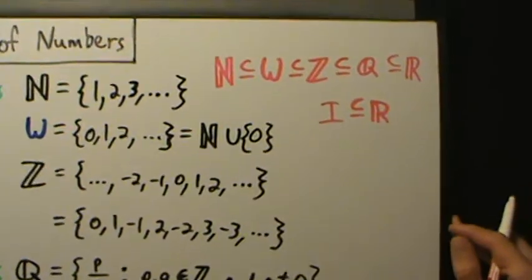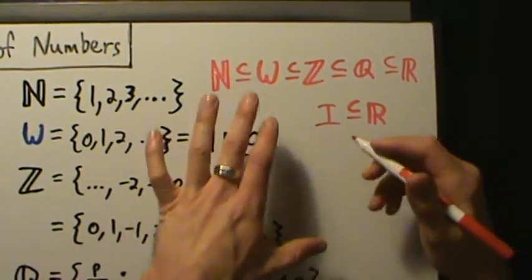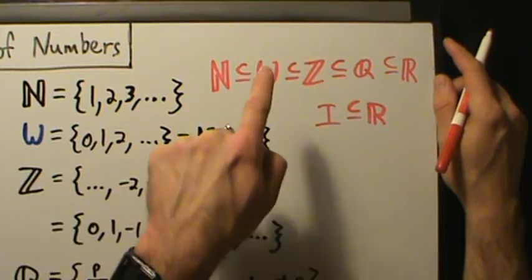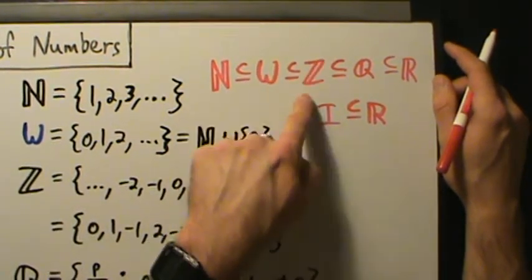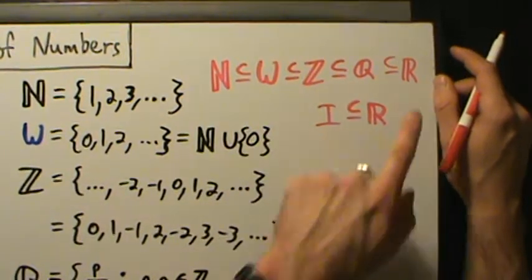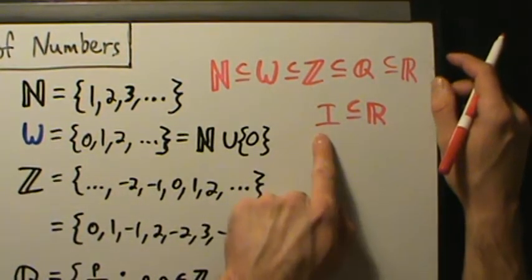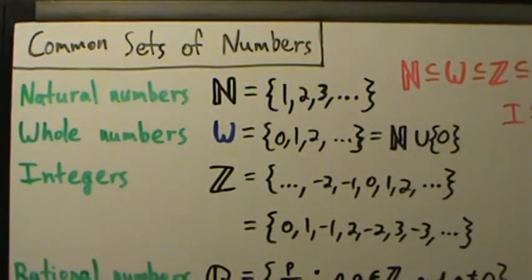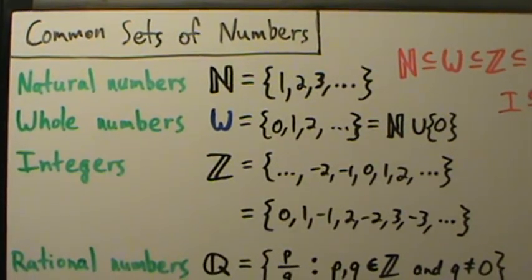To summarize everything, every natural number is a whole number. Every whole number is an integer. Every integer is a rational number. Every rational number is a real number. And also, every irrational is a real number. So those are common sets of numbers and how they all relate to each other.